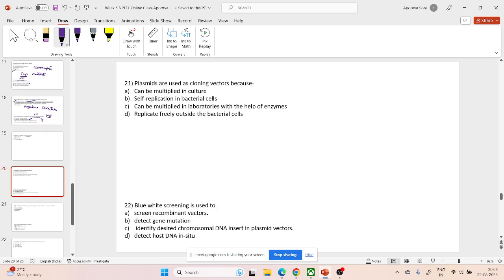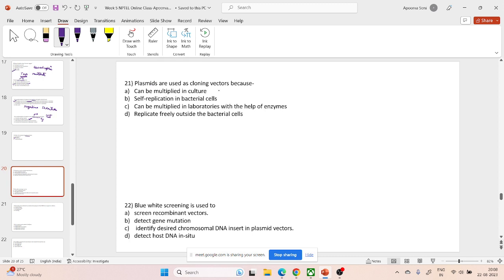Next question is, plasmids are used as cloning vectors. Why? What is the basic property which helps the plasmid to be used as a cloning vector? Ma'am, option B. Self-replication in bacterial cells. Yes. So option B is the correct answer.